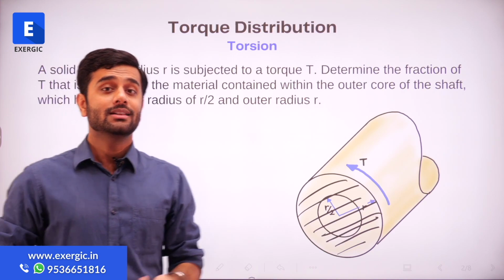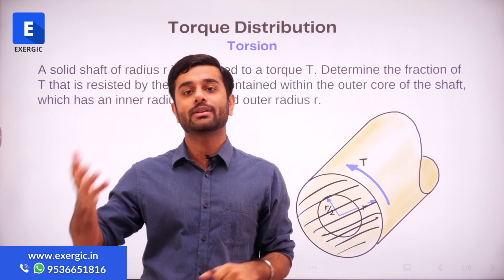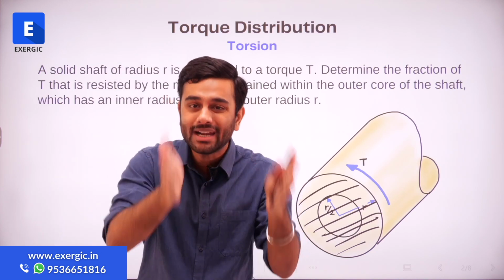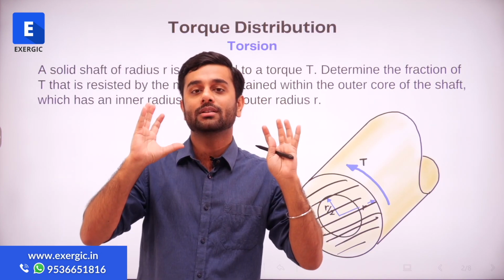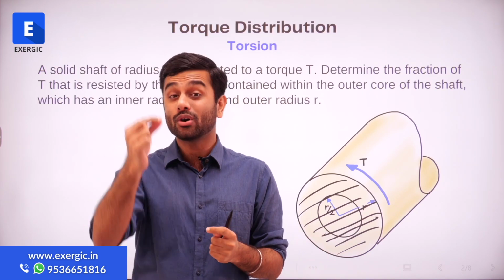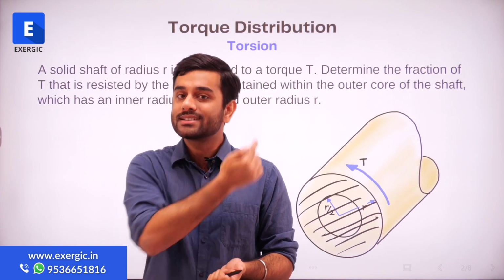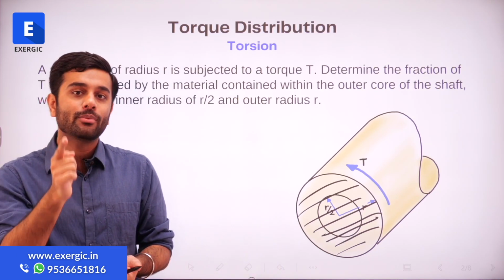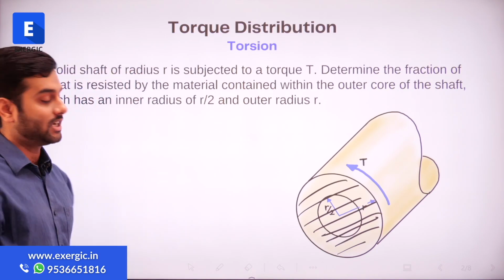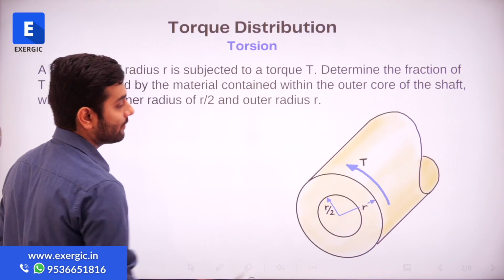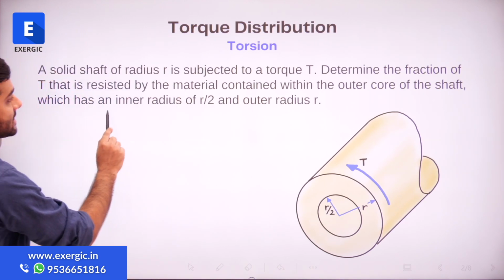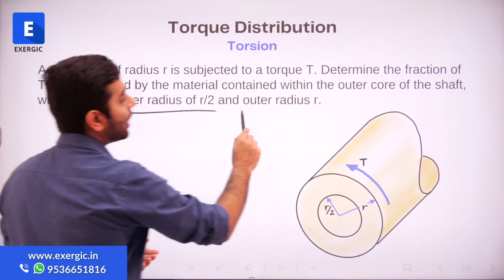So it's asking that the entire torque obviously is not going to be resisted by a small fraction of material, rather the complete material is going to resist the torque. But we don't know yet how the torque is going to be distributed. So it's asking you to tell how much torque will be resisted by the outer core of the shaft. What is the dimension of the outer core of the shaft? The outer core of the shaft has an inner radius of r by 2 and an outer radius r.